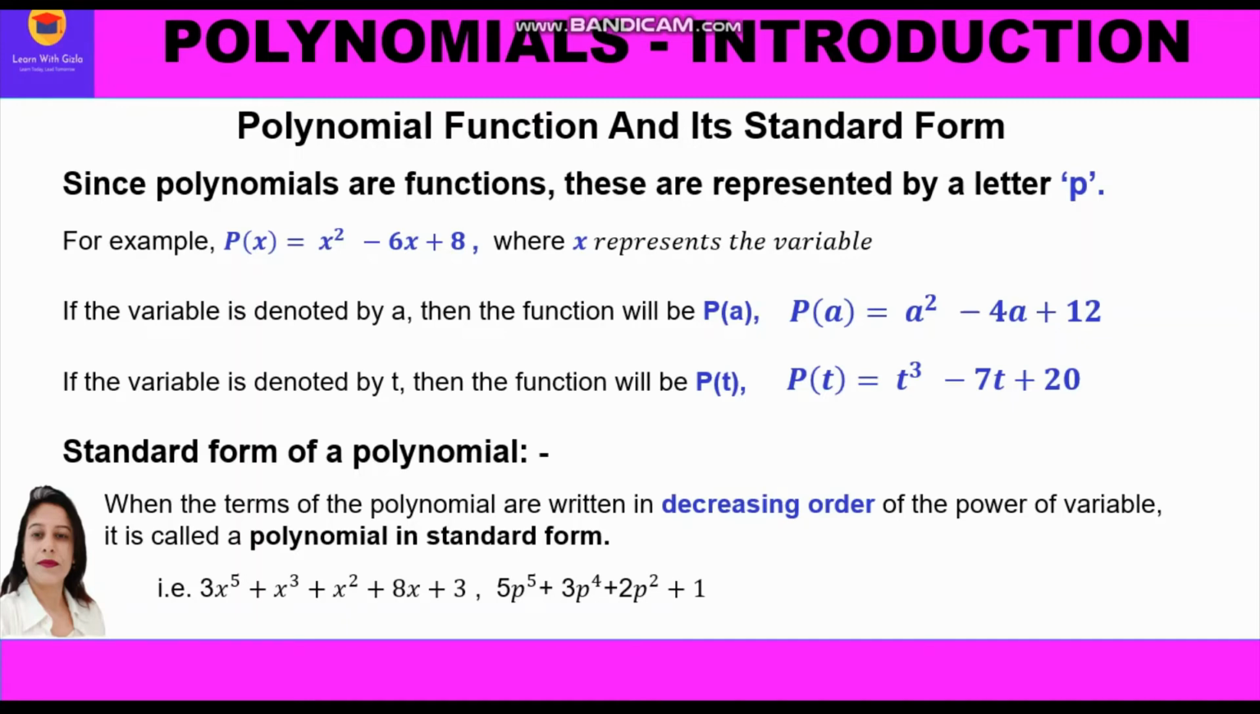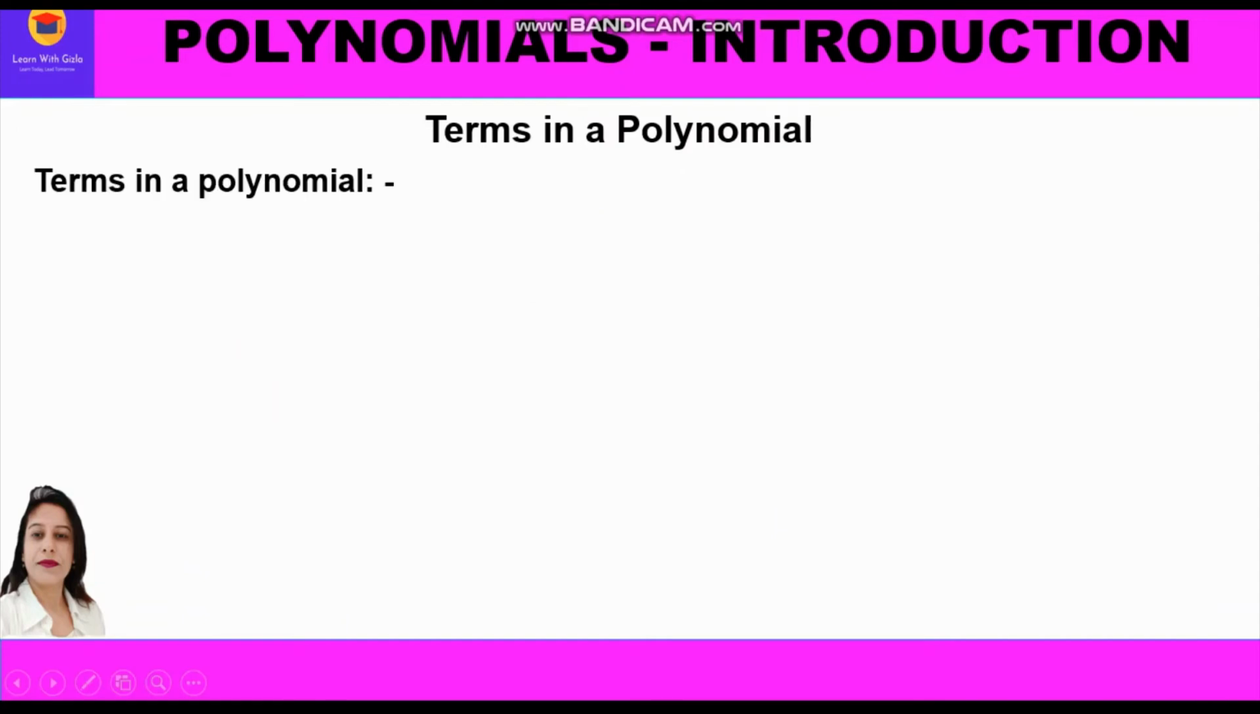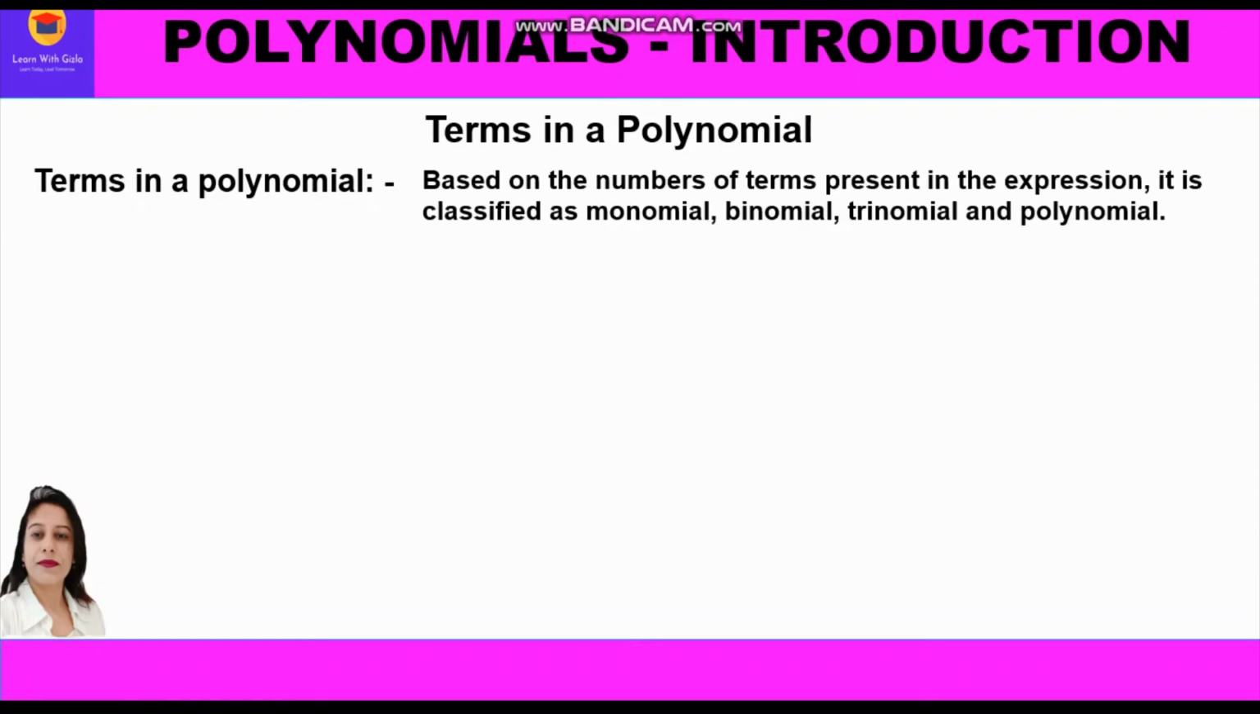Now let us study the terms in a polynomial. Based on the number of terms present in the expression, it is classified as monomial, binomial, trinomial and polynomial. That means according to the number of terms present in the given expression, we can name a polynomial as monomial, binomial, trinomial and so on. So let us study them one by one.